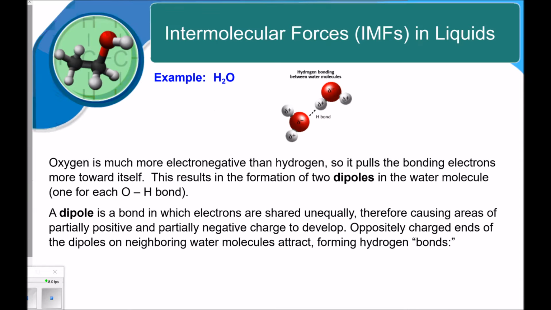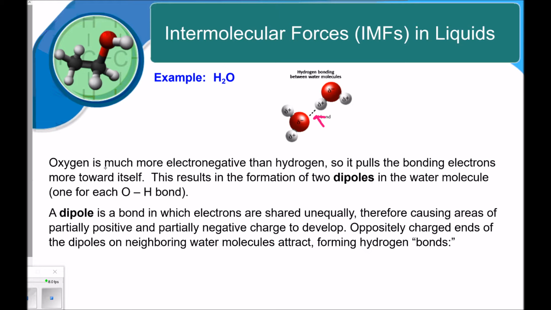Okay, so for example, a good place where we can see hydrogen bonding is between two different water molecules. So this is the hydrogen bond right here between the oxygen of one water molecule and the hydrogen of a different water molecule, right here being that hydrogen bond or intermolecular force. Remember, it's not a real bond, it's an intermolecular force.